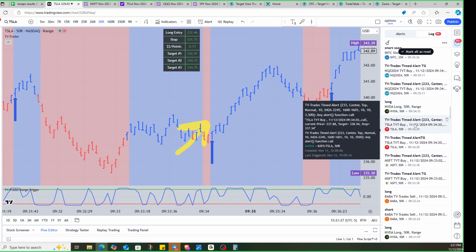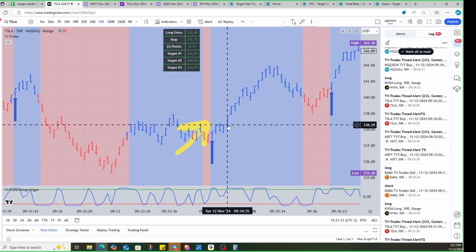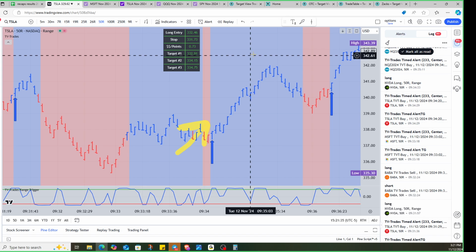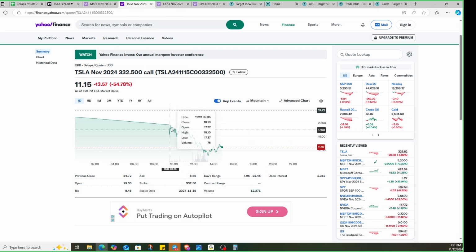Where's the BABA one? It was right after the BABA. Here it was. Microsoft and then Tesla. So you had a long trade right here on Tesla, and it said to look for it to move up. And it did move up. And at the time, if you look up here, now I already went through this stuff, it made a 35% gain in like 10 minutes.